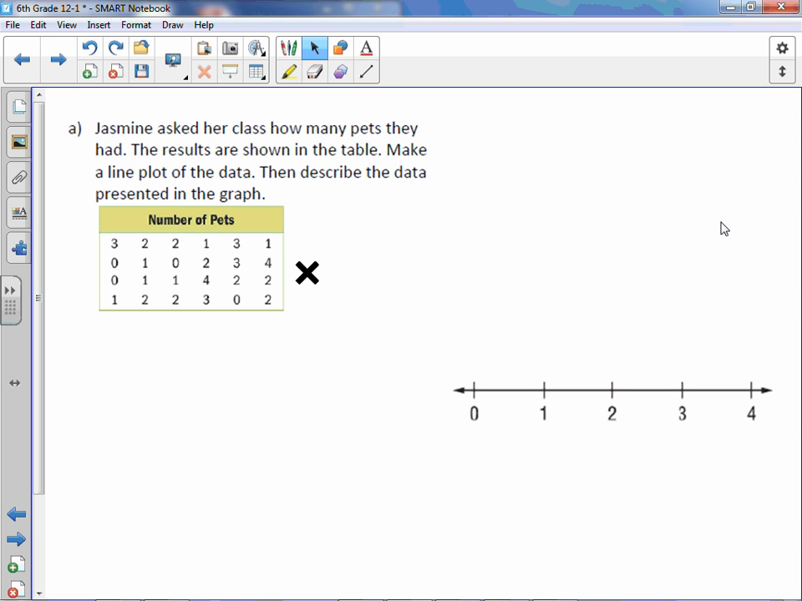Jasmine asked her class how many pets they had. The results are shown in the table. Make a line plot of the data, then describe the data presented in the graph.